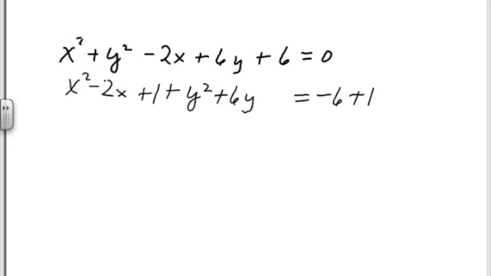Now do the exact same type of thing to complete the square with the y terms. Half of 6 is 3. 3 squared is 9. Add 9 to both sides of the equation.